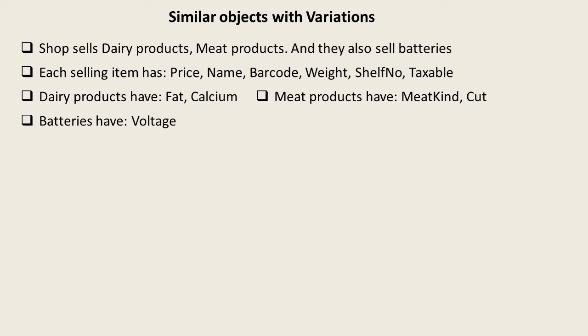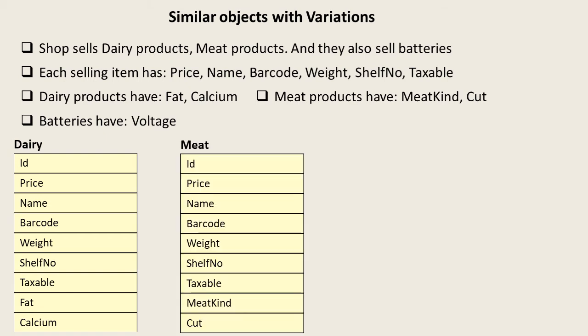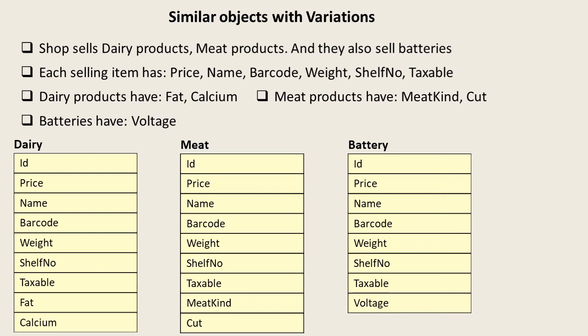How do we actually deal with this variety of products? They're almost the same because price, name, barcode, all these fields are the same, but they're a little bit different. Well, as you probably already know from previous examples, when we have any difficulties, any challenges, we create more than one table. So let's do this in this example as well. In this case, we will create three separate tables. The first table will be for dairy products, the second table for meat products, and the third table for batteries.